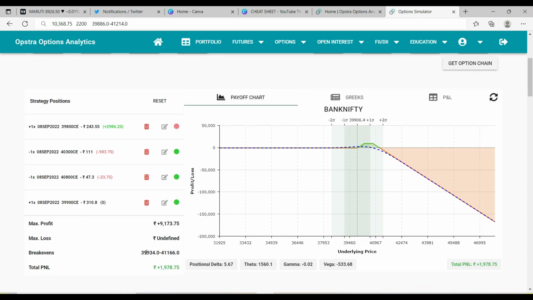Now check the range, right? Your range might have decreased. Check the range. Initially we had the range of 41,124, but now 41,166. This is the disadvantage of the ratio spread. This is the biggest problem. What we do is unnecessary roll ups, because we were able to mitigate the loss but the range and the maximum profit also reduce. From 10,368 we are able to reduce our profit to 9,173. But yes, we are doing it, right?